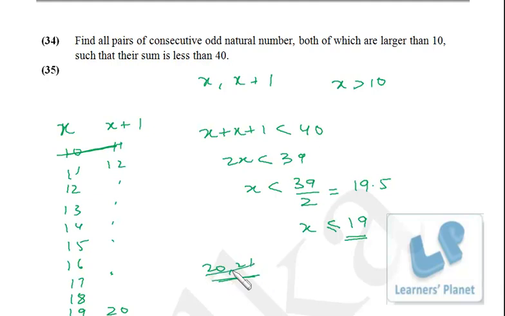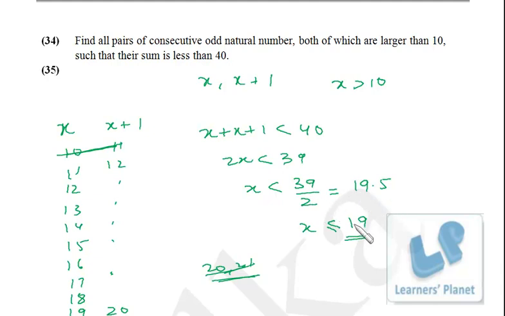So what we did, we assumed two numbers, x and x plus 1, consecutive numbers. Both of which are larger than 10, that means x should be greater than 10. In that case, x plus 1 will be greater than 11. That is obvious. And their sum, that is x plus x plus 1, is less than 40. x is less than 39 by 2, that means 19.5.